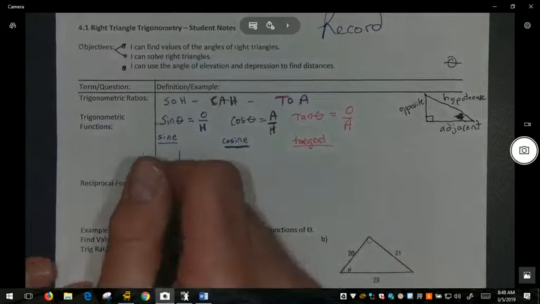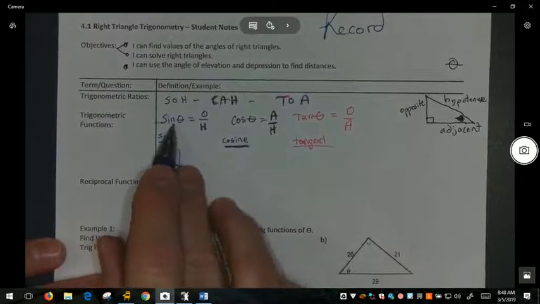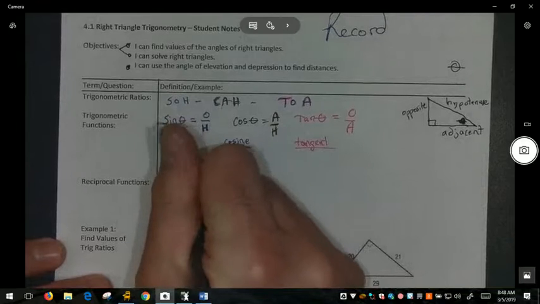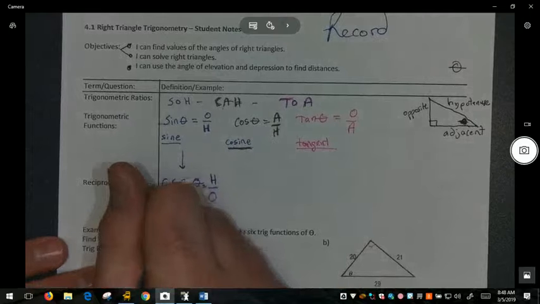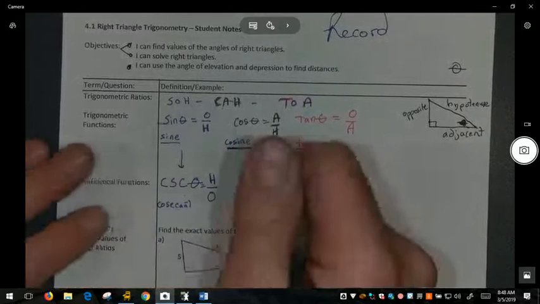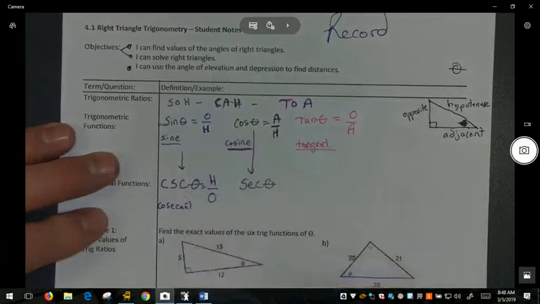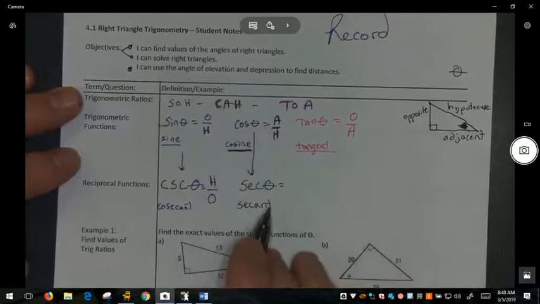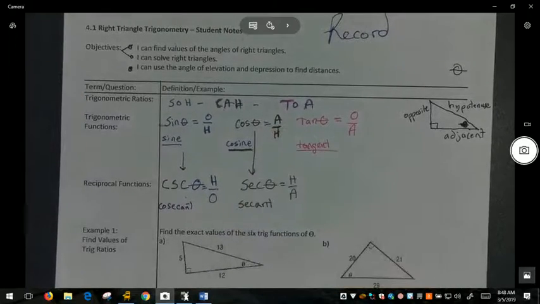This one, the reciprocal for sine, is cosecant. So how do I find it? Well, if I know the ratio for sine, so if I found the opposite over the hypotenuse, I just take the reciprocal value of that fraction. And I have cosecant. It's called cosecant. The reciprocal of cosine is called secant. It's abbreviated SEC. Since cosine is adjacent over hypotenuse, secant is hypotenuse over adjacent.